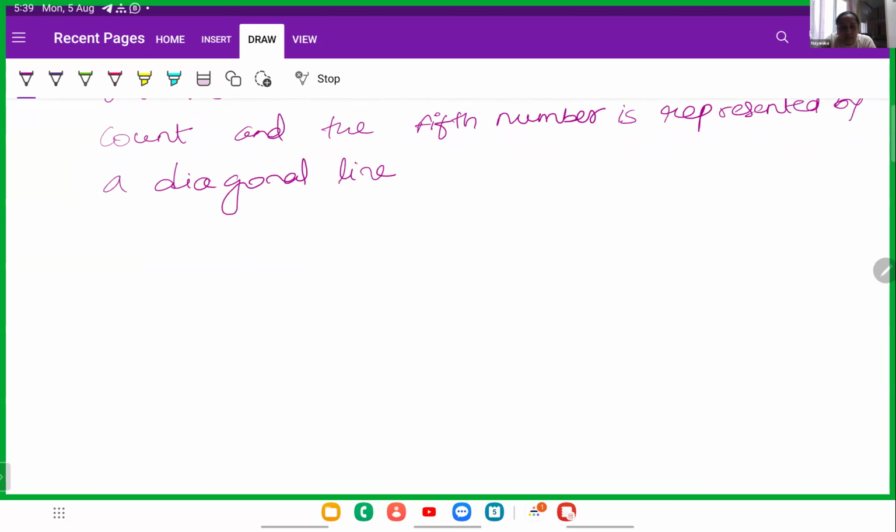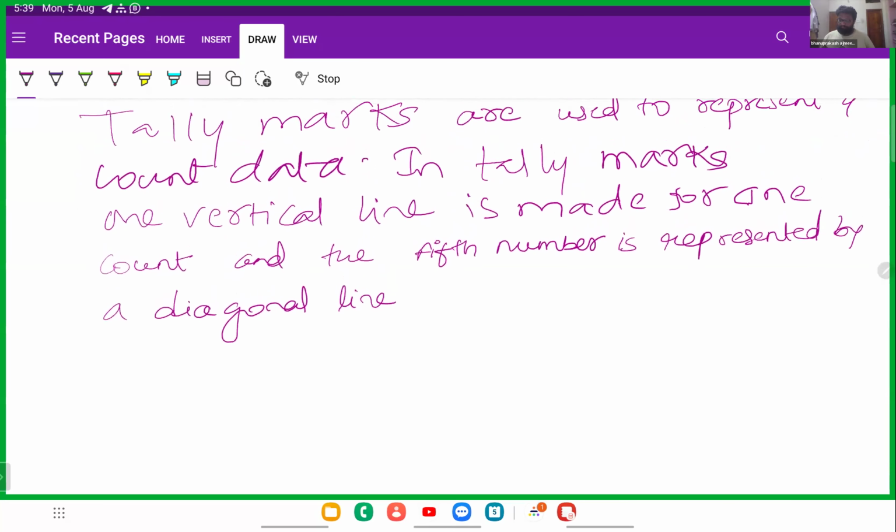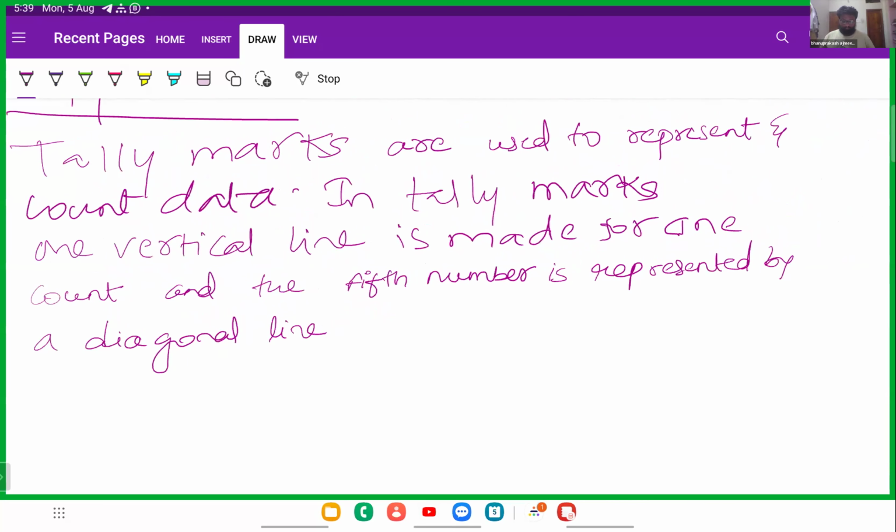Sir, can you go a little bit up, sir? Diagonal line, the previous four, across the previous four lines.